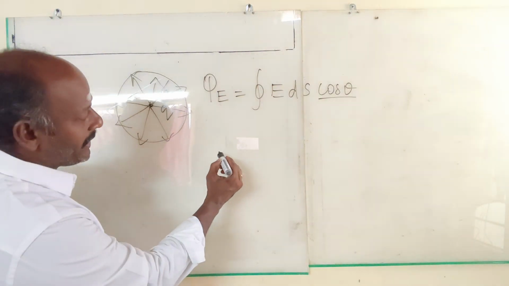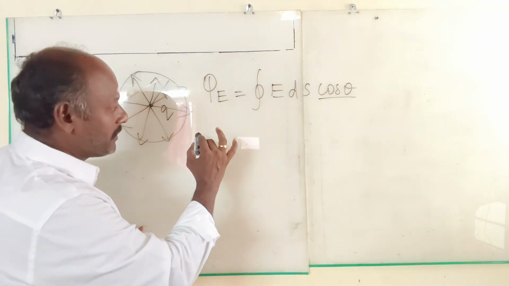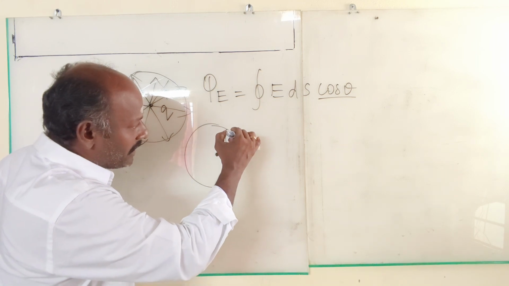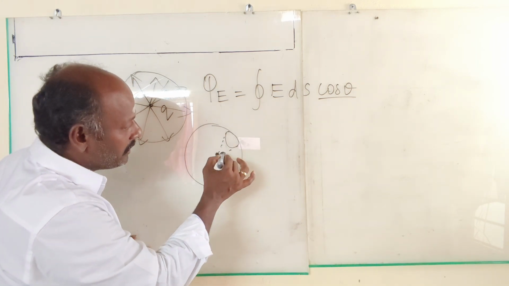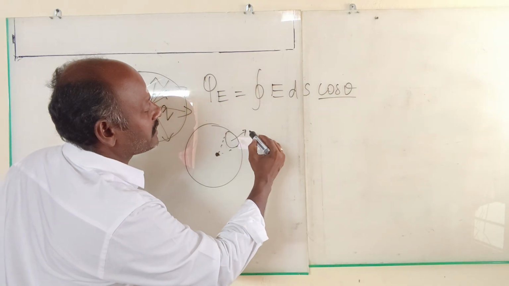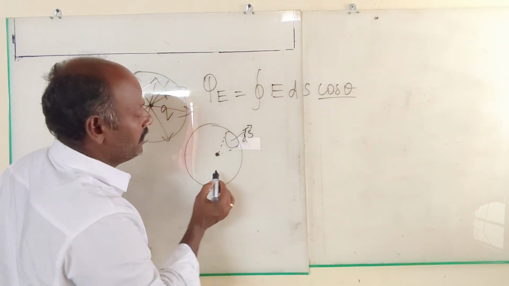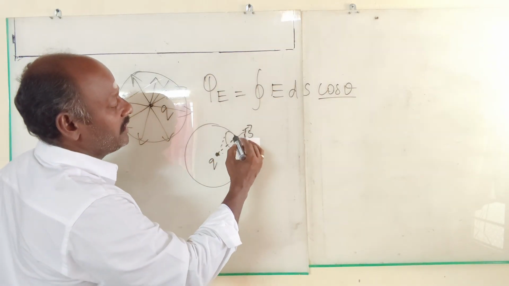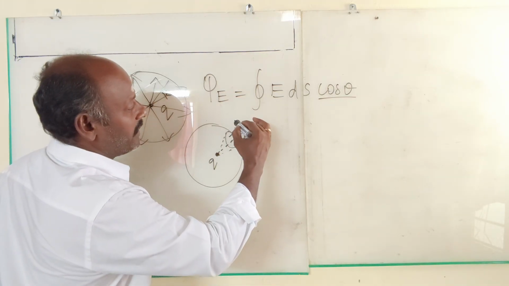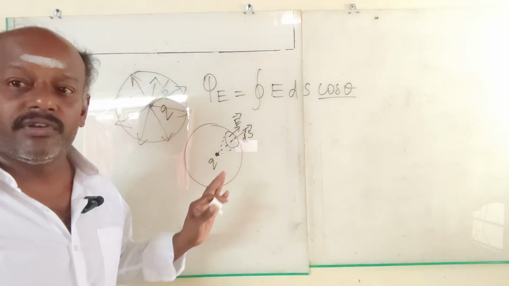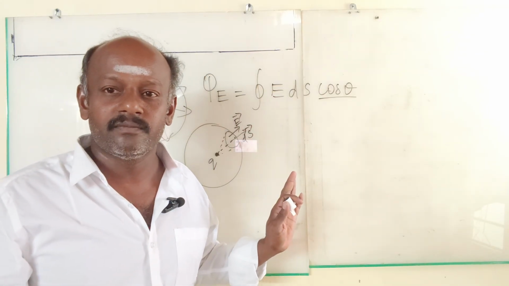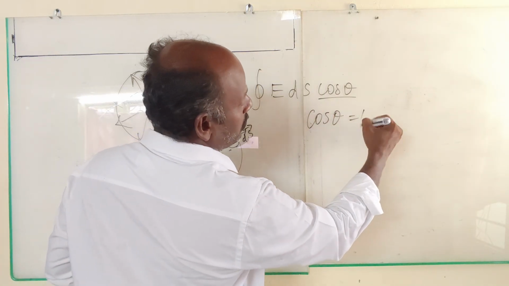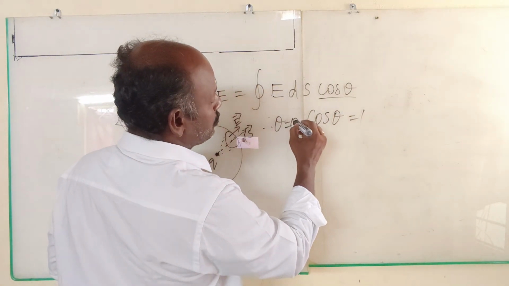If I am considering a point charge placed at a point, and a sphere around it, I can consider a small particular area on the sphere. In that area, this will be the surface vector, that is ds vector. If it is a positive charge, its electric field will be radially outward, so the electric field will also act in this way. Now, what is the angle between the electric field and the surface vector? Yes, it is 0. So here cos theta is equal to 1, because theta is equal to 0 degrees.